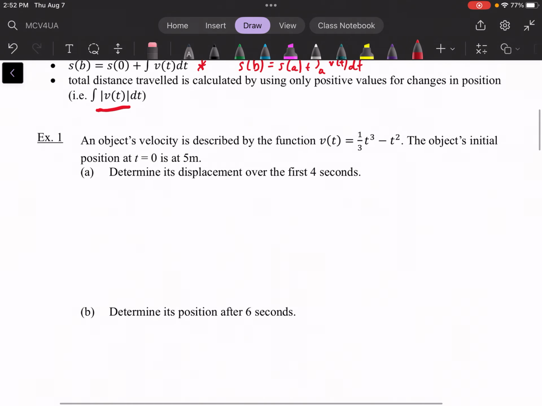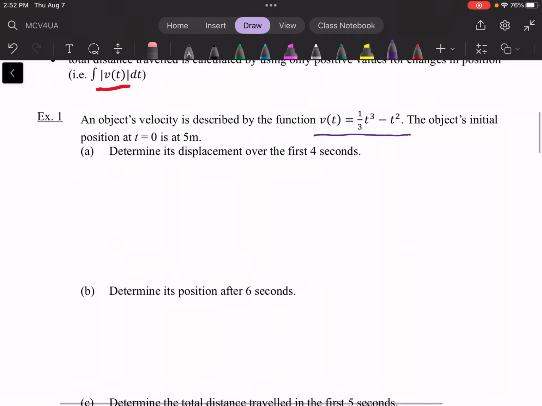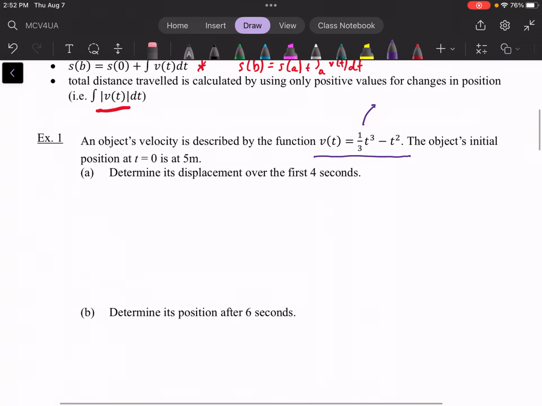So let's start and look at this function right here. This is our velocity function: v of t equals 1/3 t cubed minus t squared. Just remember that you can factor out a t squared. You get t squared times (1/3 t minus 1). That means the values where this is equal to 0 are t equals 0 and t equals 3.